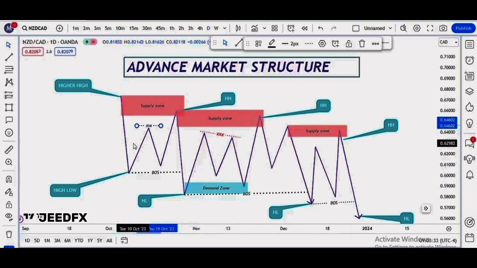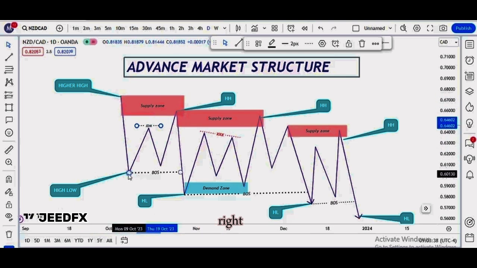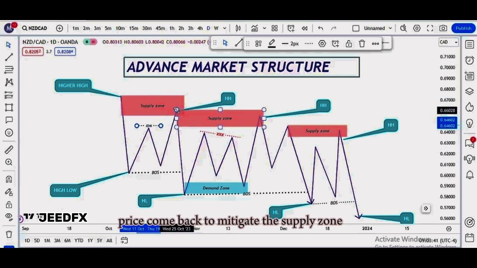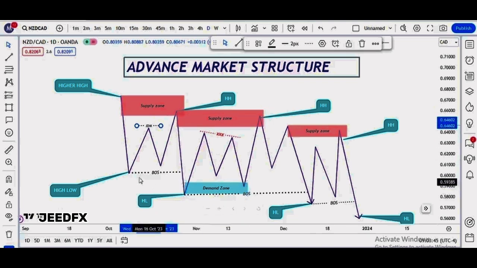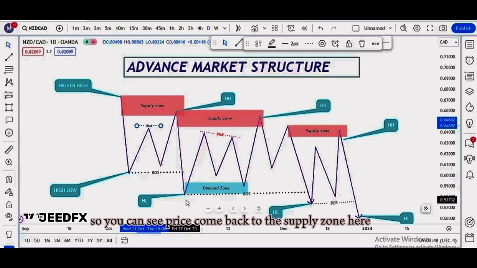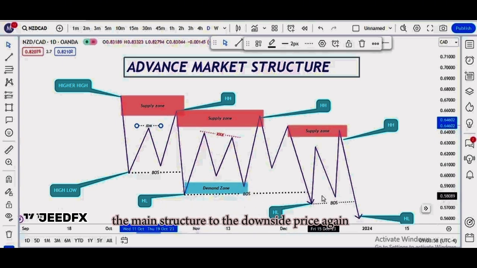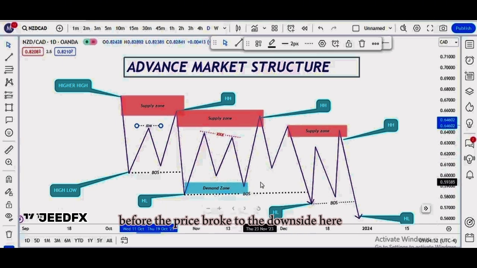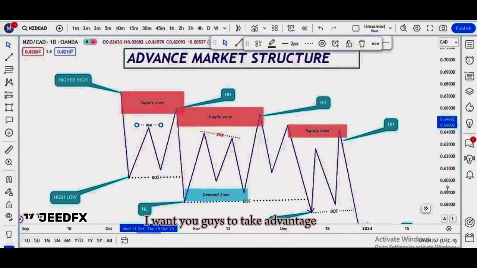Okay guys, listen, we have a higher high here and a higher low, right? And price comes back to mitigate the supply zone and breaks structure to the downside. Price breaks structure over here. So you can see the price comes back to the supply zone here and created a liquidity here. Comes back and breaks structure, the main structure to the downside here. Price again, before price broke through the downside here, there is what price does that I want you guys to take advantage of. You'll be taking advantage of this.